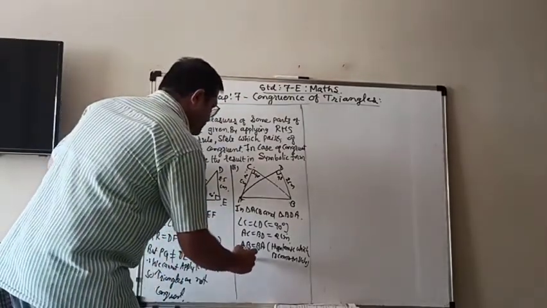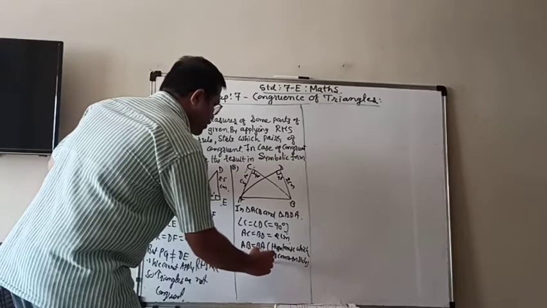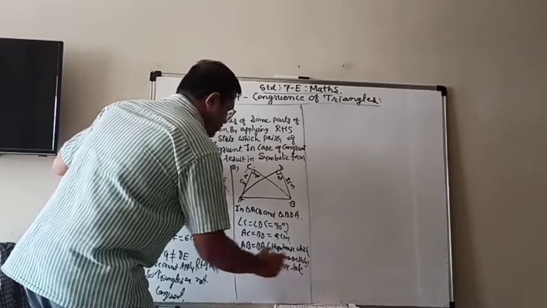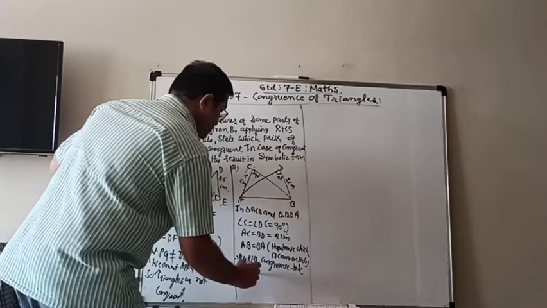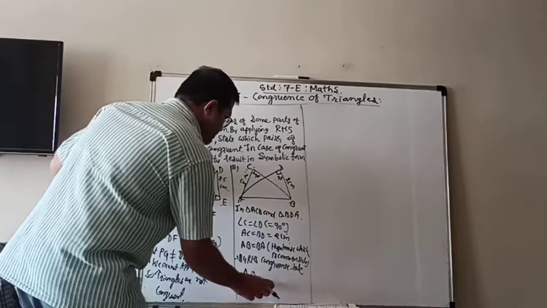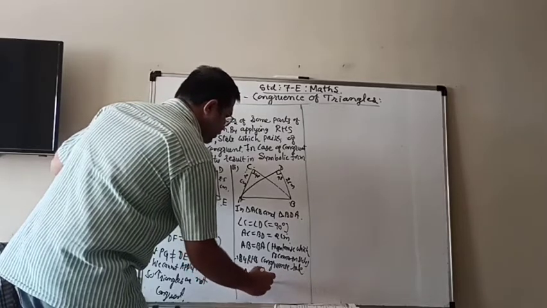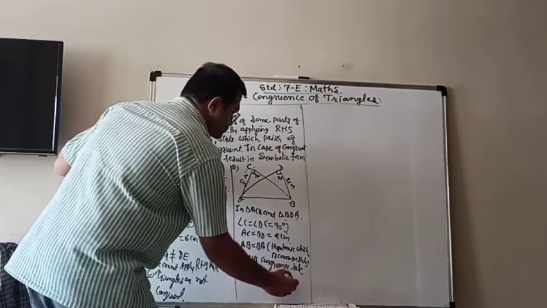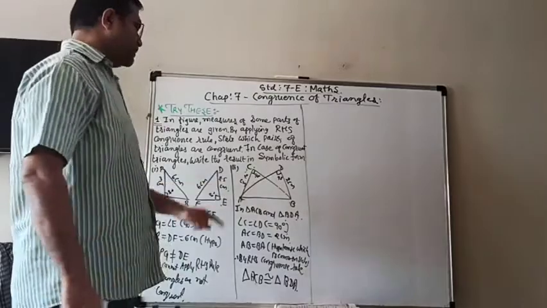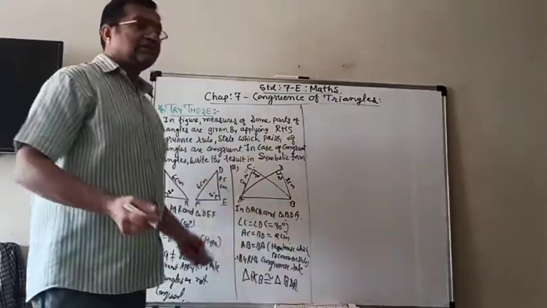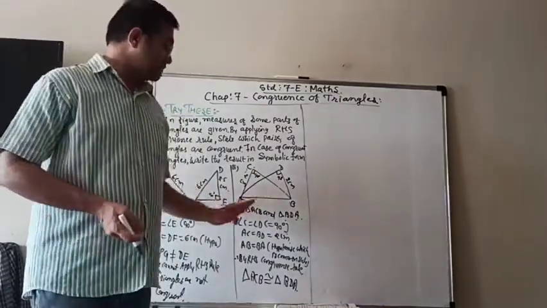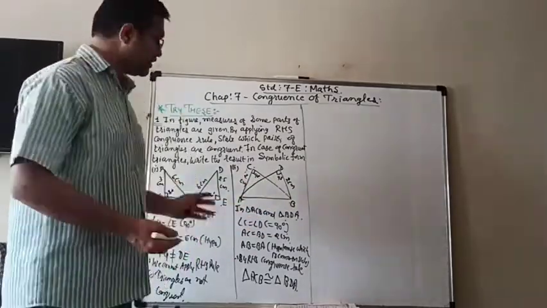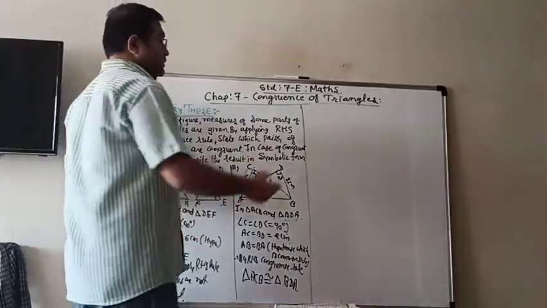Therefore, by RHS congruence rule, triangle ACB is congruent to triangle BDA. Here the length of the hypotenuse is not given, but it is a common side in both the triangles, and therefore we can write AB is equal to BA. Third one.